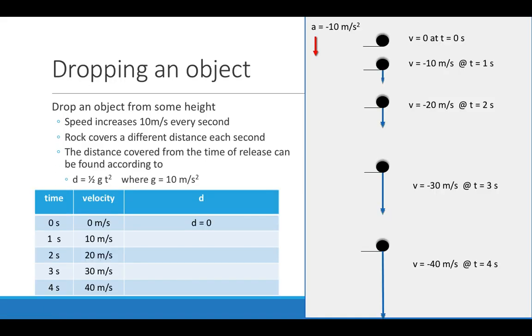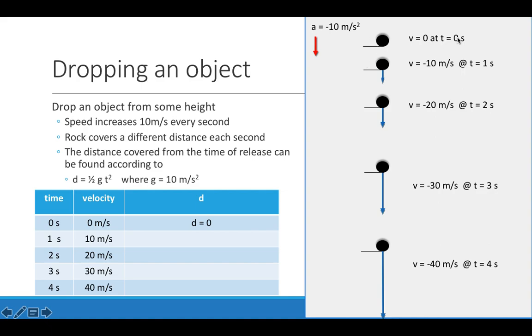The other thing that's actually interesting for us to determine is how much distance the object covers. So we'd like to know, if we were to release an object from some height, where will it be below its starting point after some time interval? And it turns out that we can determine the distance covered from the time of release by using the formula that the distance covered is 1/2 gravity, and gravity here is not negative, it's just the 10 meters per second squared, multiplied by the time squared.